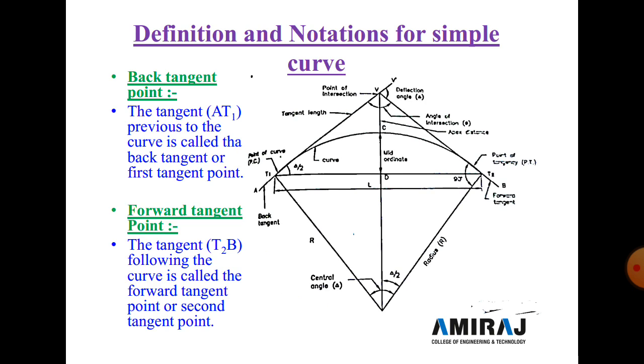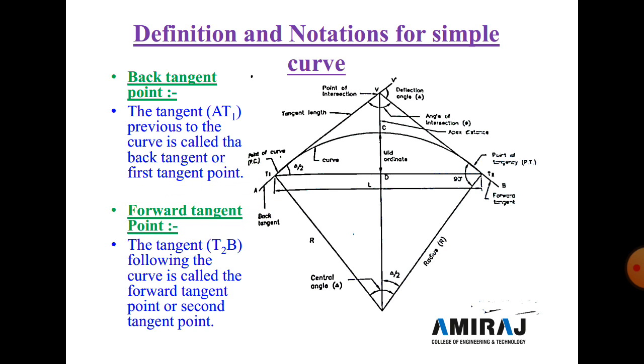Now next are some definitions generally asked in the GTU examination for 3 marks or 4 marks. First we start with the back tangent. So what is the back tangent? This line AT1 is the back tangent. The tangent AT1 previous to the curve is called the back tangent or first tangent. Next is the forward tangent.